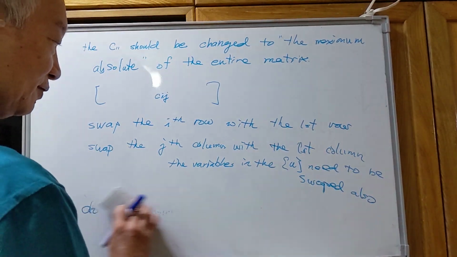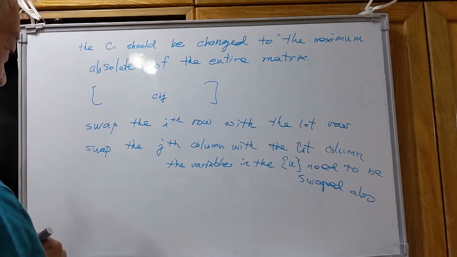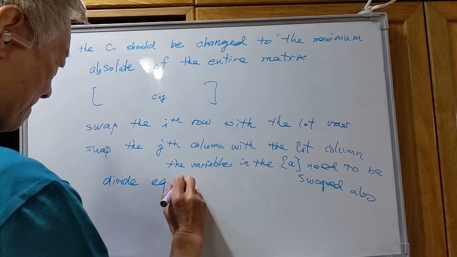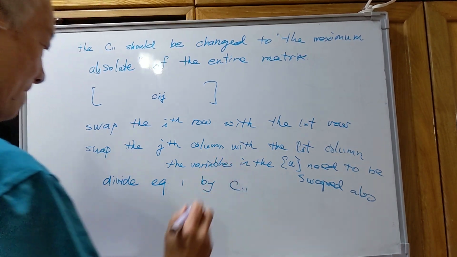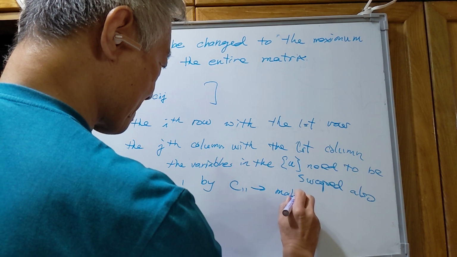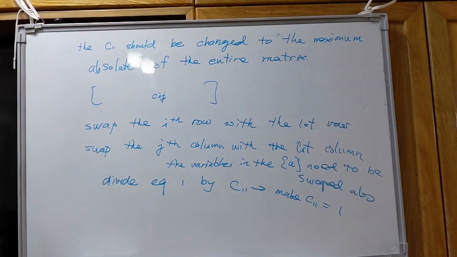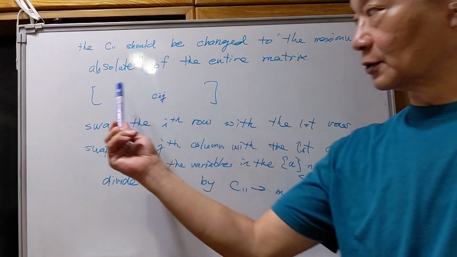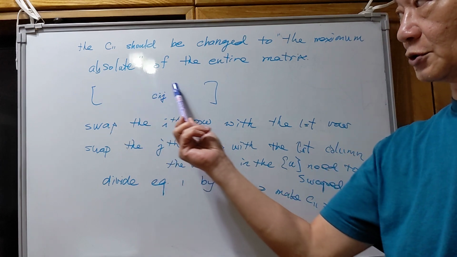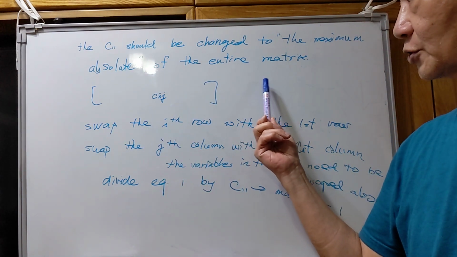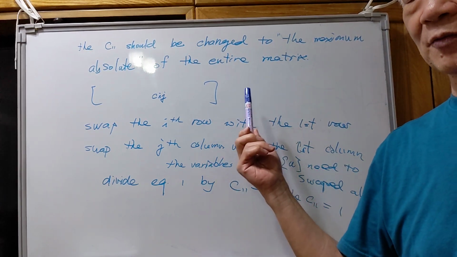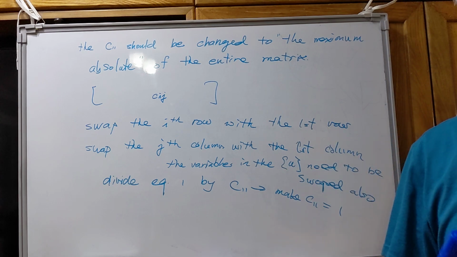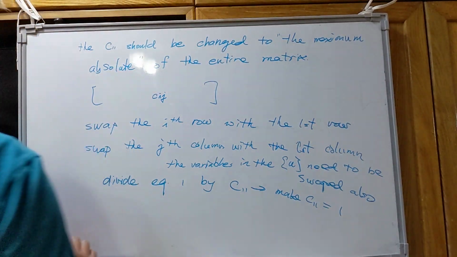After we search for the new C11, we can make C11 equal to 1. First we divide the entire first equation by the coefficient C11. All the elements in the first row of the C matrix need to be divided by C11. Also, the right-hand side vector needs to be divided by C11. But since the right-hand side values are all zeros, it makes no difference.